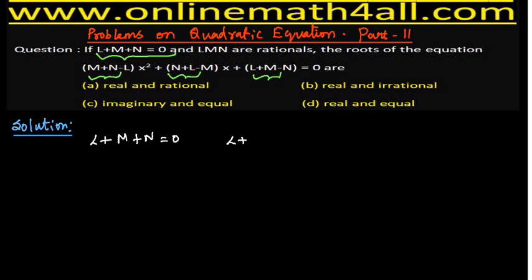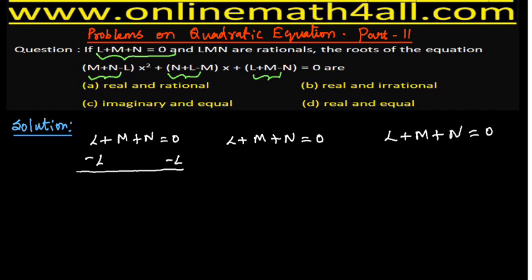Again I write the same information, l positive m positive n is equal to 0. So I have written the same information 3 times. In the first one, where l positive m positive n is equal to 0, I'm just going to take negative l on both sides.